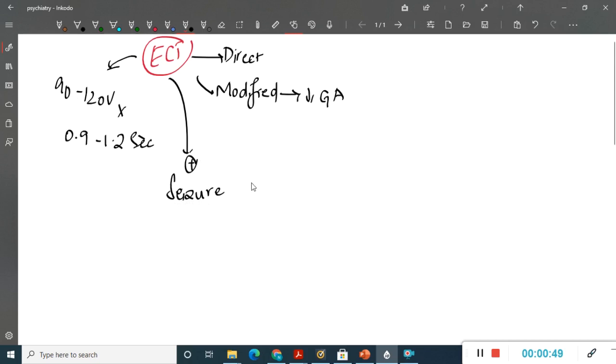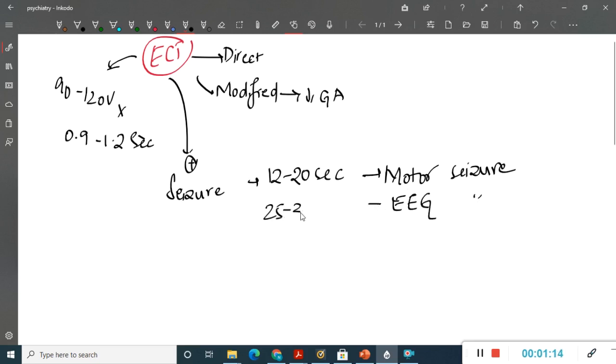These seizures are of two types. Motor seizures last 10 to 20 seconds, and EEG seizures last 25 to 30 seconds. So this electroconvulsive therapy causes 10 to 20 seconds of motor seizures and 25 to 30 seconds of EEG seizures. In this you should see where the electrode is placed.